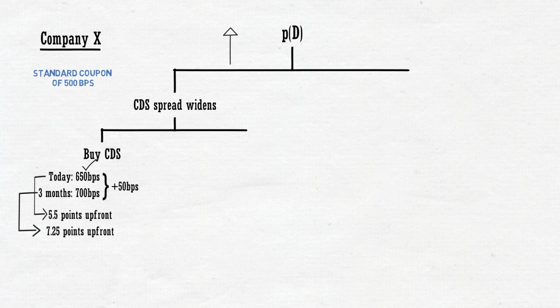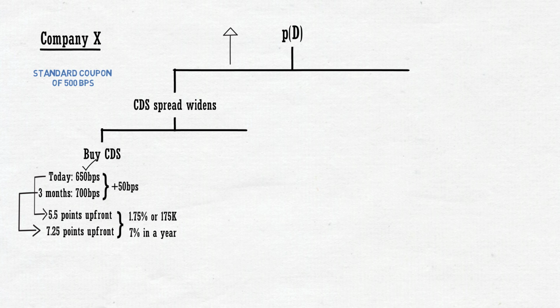So you make a profit of 1.75 of a point on this trade, which for a notional of 10 million comes to 175,000. Another way of looking at it is, in 3 months, you've made a profit of 1.75%. So if you annualize it, that comes to 7% in a year. Not bad, isn't it?